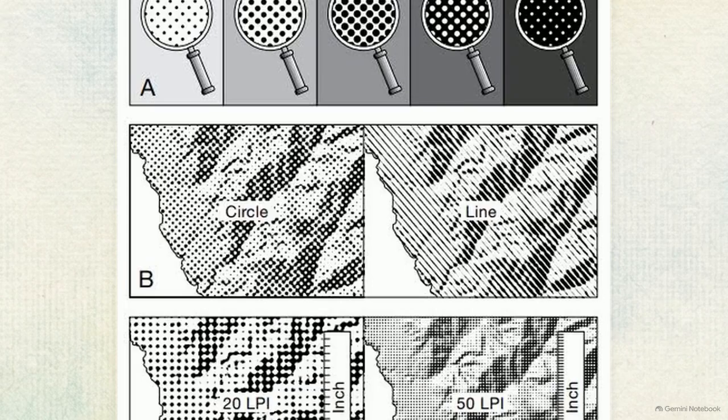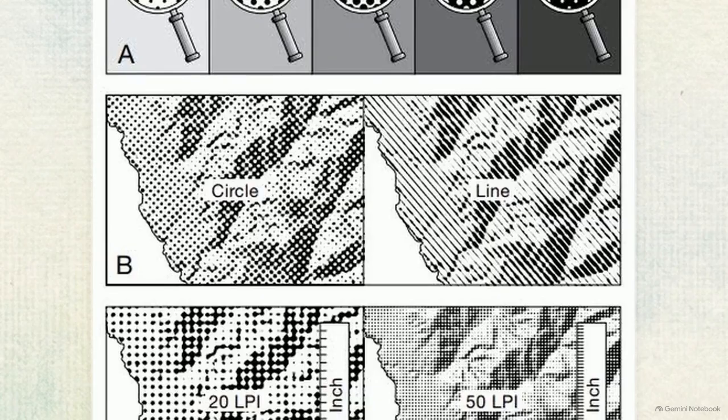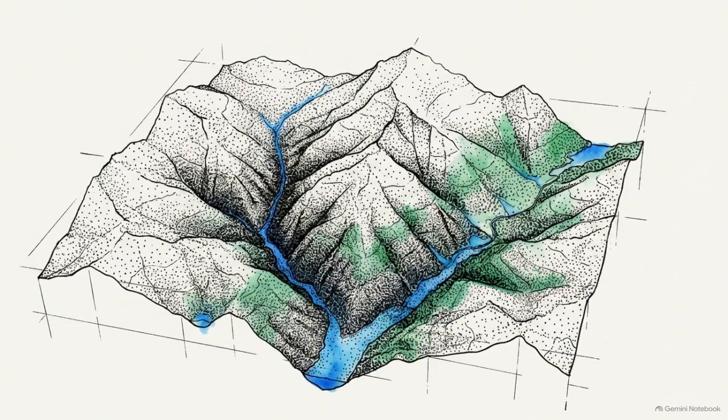Inkjet printers use a different technique, stochastic screening. Look at panel B. Instead of altering dot size, stochastic screening uses uniformly tiny dots, but alters their spacing. Because the placement is pseudo-random and scattered, it prevents unwanted visual interference, known as moire patterns. Understanding these screening geometries allows you to predict exactly how a digital elevation model or complex gradient will physically render when it hits the paper.